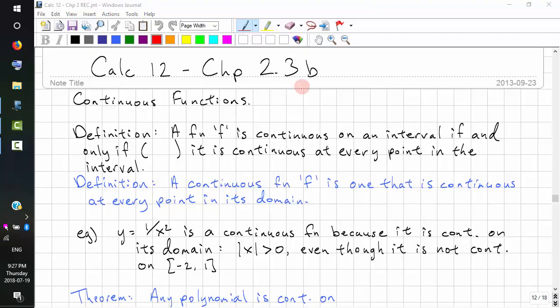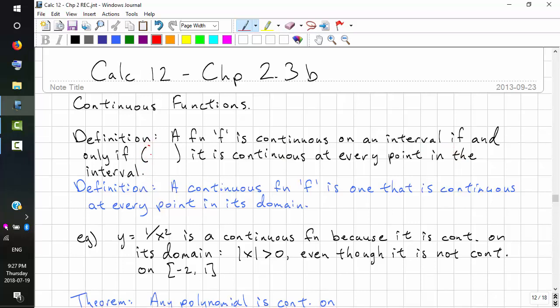Hi, this is Calculus 12, Chapter 2.3, Part 2. We're going to be looking at continuous functions some more. Here's a definition. A function f is continuous on an interval if and only if, that's IFF, it is continuous at every point in the interval. And IFF, if and only if, is done with double arrows.